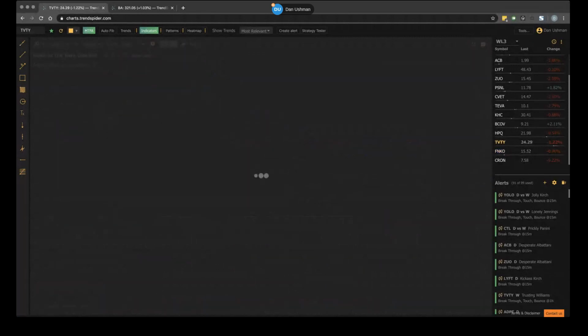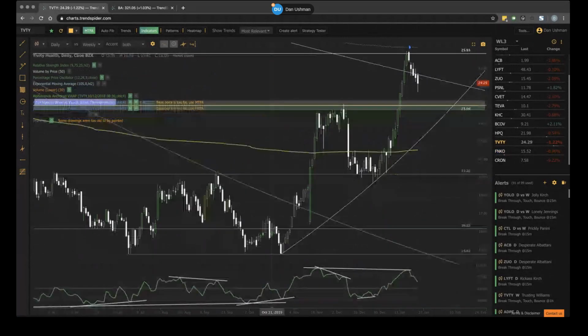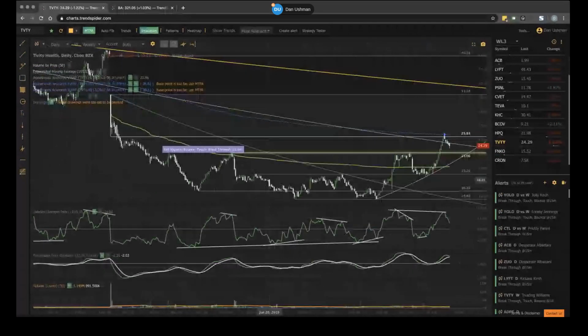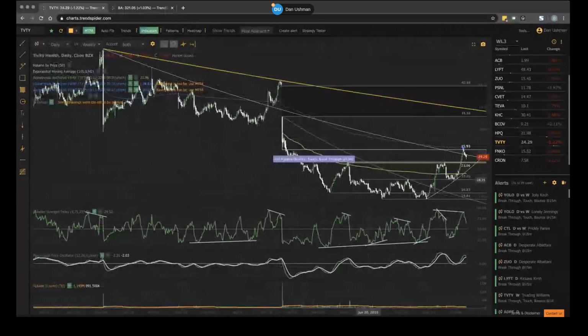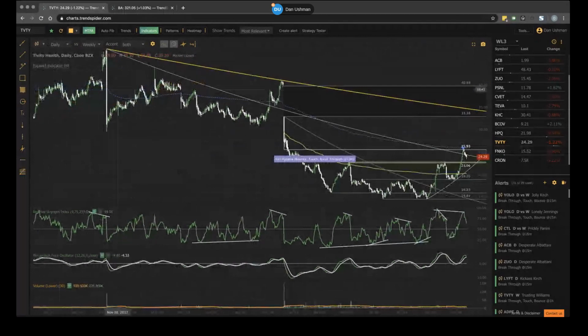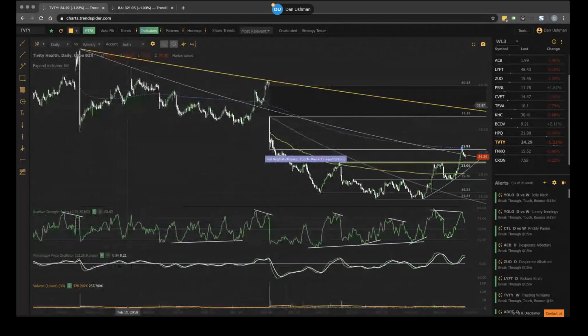TVTY was another one. This one is one that I actually traded. I traded it a couple times. It was a really nice trade. I was pretty proud of this one. I think Jake was probably sick of me sending him this chart. But this is another cool one.